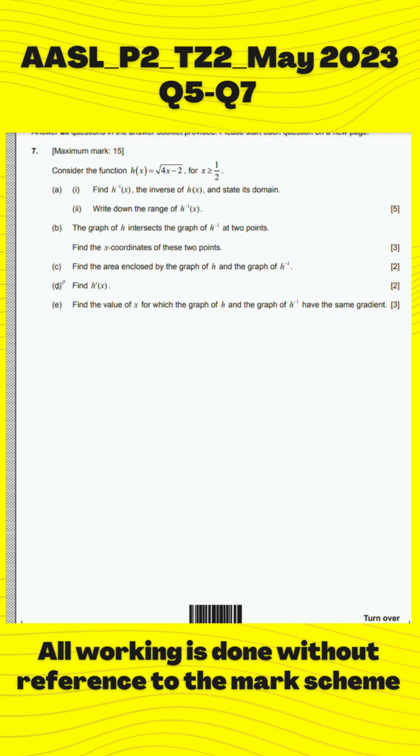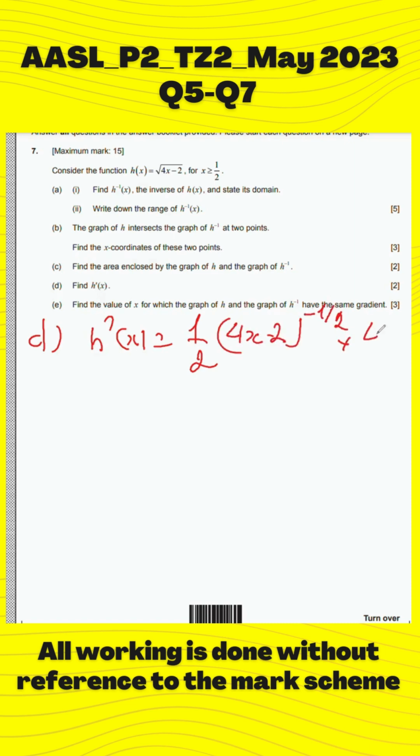Now D, find the derivative of h. So it will be 1/2 multiplied by 4x minus 2 to the power negative 1/2, multiplied by 4. So it will be 2 over the square root of 4x minus 2.